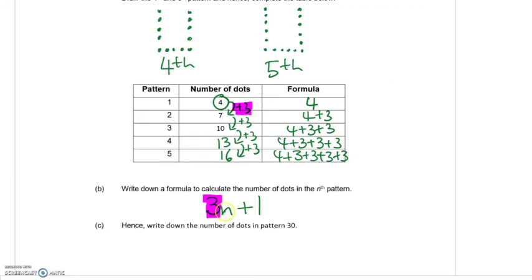And then check through again. When n equals 2, 3 times 2 is 6 plus 1, you do get 7. 3 times 3, 9 plus 1 is 10. And so this is the correct pattern after all.